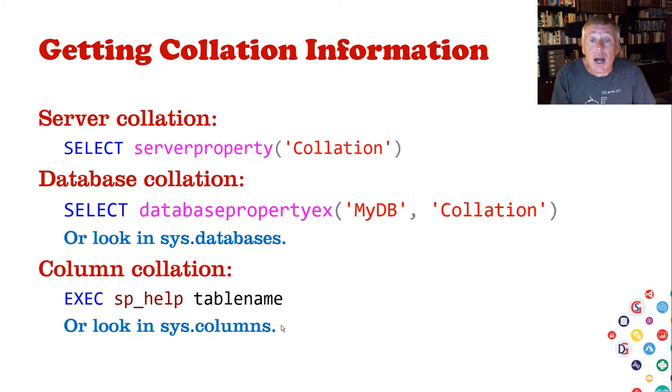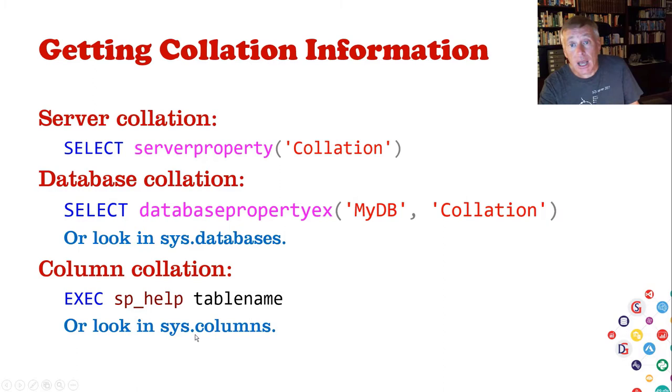If you want to know what the collation is at various levels, for the server collation, you can use the function SERVERPROPERTY with the argument Collation. For the database collation, you can use DATABASEPROPERTYEX with the database name and Collation. Or for both, you can look at sys.databases. The system databases will tell you what the server collation is. And for the column collation, either sp_help or look at sys.columns.